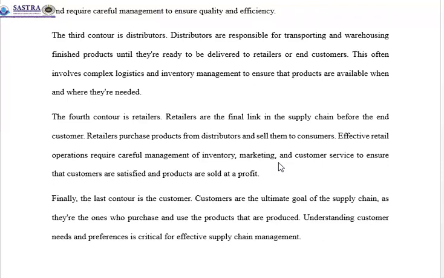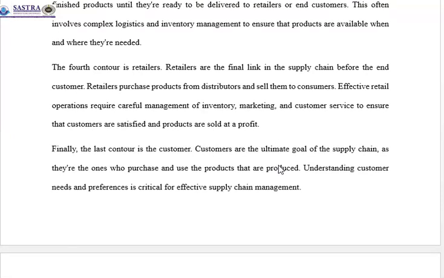And the fourth contour is the retailers. Retailers are the final link in the supply chain before the end customer. Retailers purchase products from distributors and sell them to customers or consumers. Effective retail operations require careful management of inventory, marketing, and customer service to ensure that customers are satisfied and products are sold at profit.